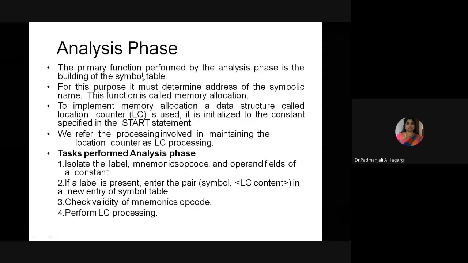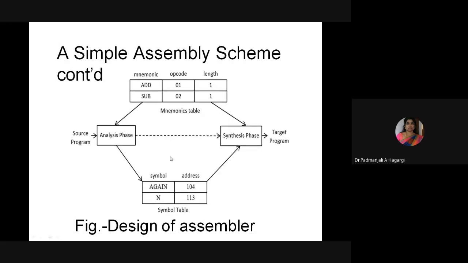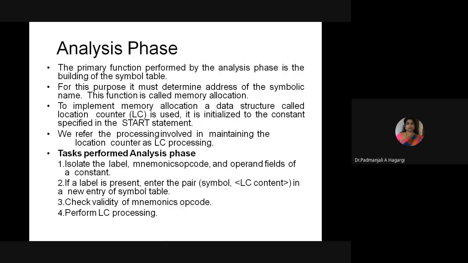As it is in the process of building the symbol table, it will first detect what symbols are used in the program, and it will also determine their addresses. So this function is called memory allocation. It means the determination of the symbolic names with their addresses, as they are in the symbol table. So during this period, it is called memory allocation.